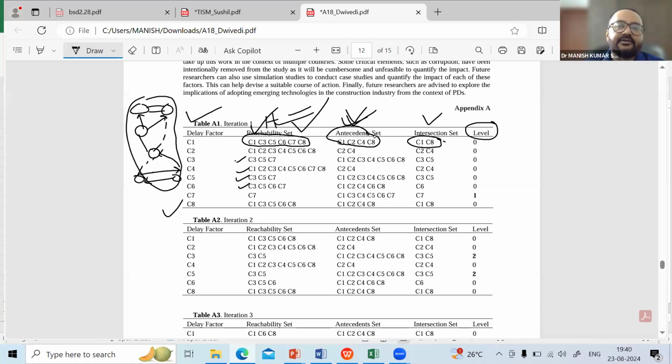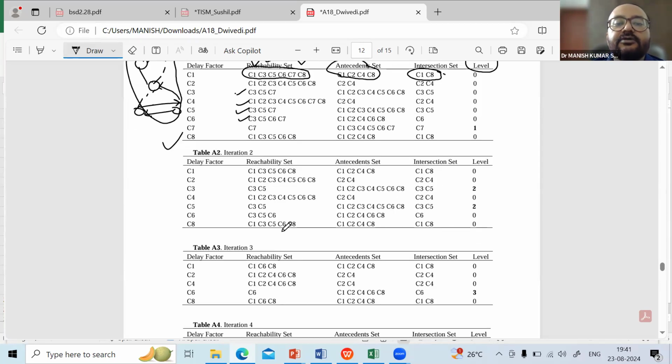And then how to get the level, that is important here. So what is the way of getting the level? You know how to prepare the reachability matrix, you know how to prepare the antecedent, but in those two, what is common? This common should belong to one only, for example, only at one level, in the reachability set only. For example, here you can see, then it will be your first level.